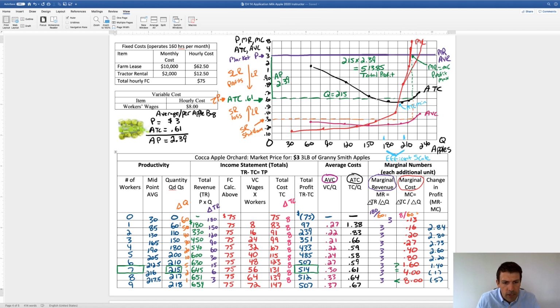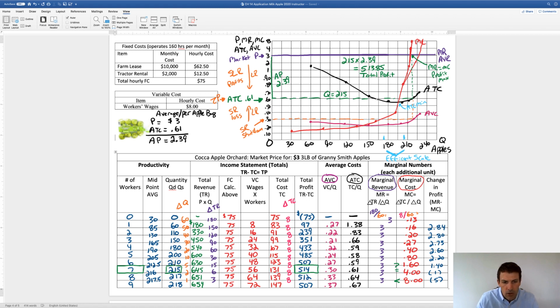Second worker, remember, this has to diminish down. So the second worker is going to produce 50 for a total of 110. Third worker is going to produce 150. These are actually the numbers I use for my Cocca business. If you want, you can go ahead and change the numbers. I probably would have made these a little less aggressive. All right, so 3 workers is producing 40 for a total of 150, 180, all the way down.